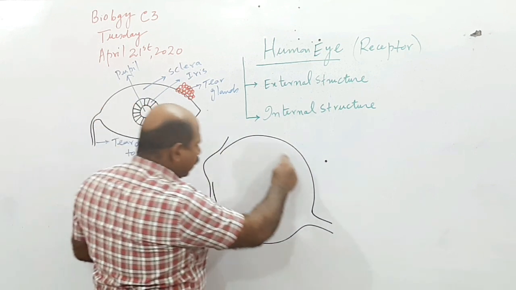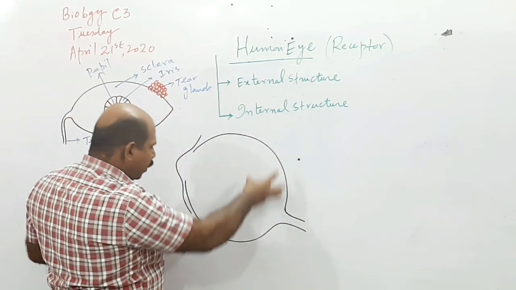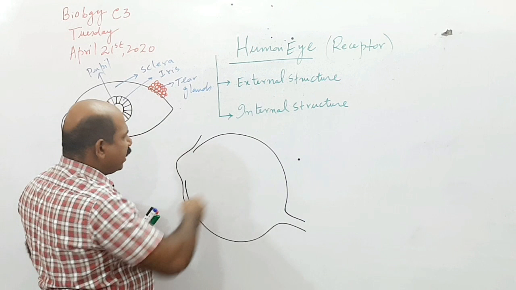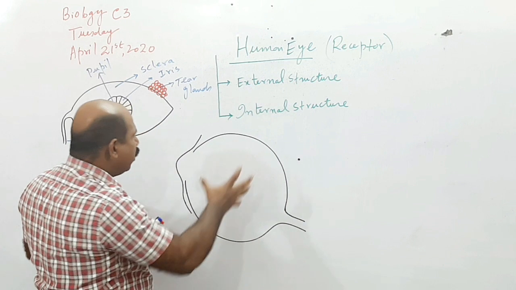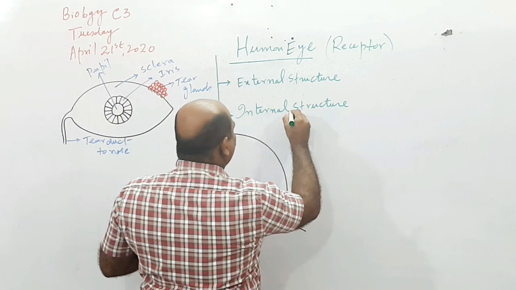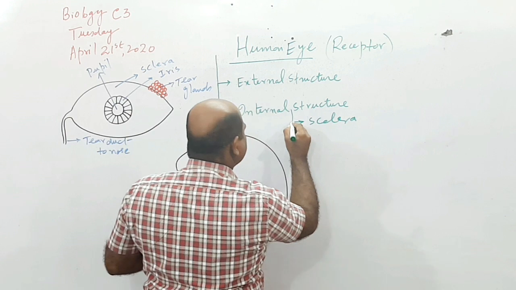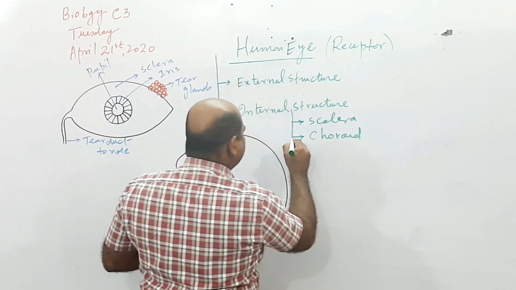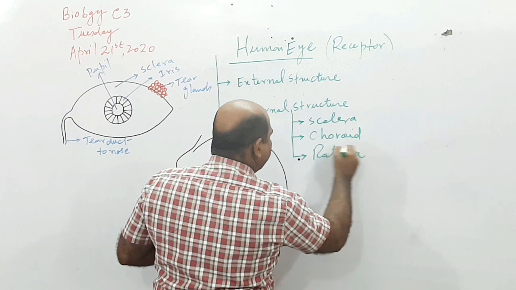As far as the internal structure of the eye is concerned, I have drawn just a few parts of it, so I could complete this portion in front of you. So this is the outer layer of the eye. The internal structure of the eye is composed of 3 layers. One layer is called sclera, the other is known as choroid, and the third one is called retina.